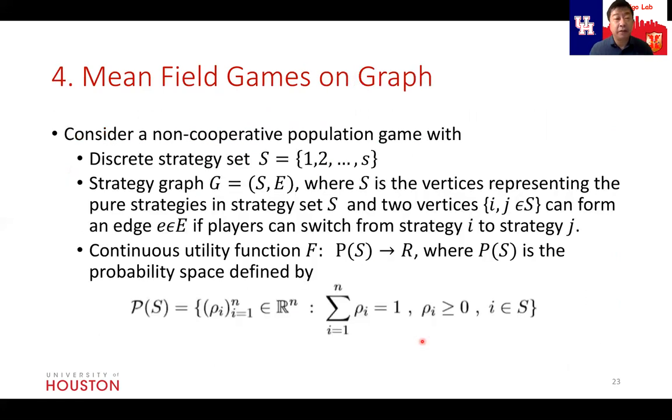Okay, and finally we have the mean field game on a graph. So consider a non-cooperative population game. We have the distributive strategy, and then we have the graph, where S is the vertex set and represents the pure strategies in S, and two vertices can form an edge, which represents the switch from strategy i to j. And then we have the utility function f to map from the vertex to the real number. And P(S) is the probability space defined as this one, so this is the probability that I'm playing on this vertex. And then by using this, we have a payoff.